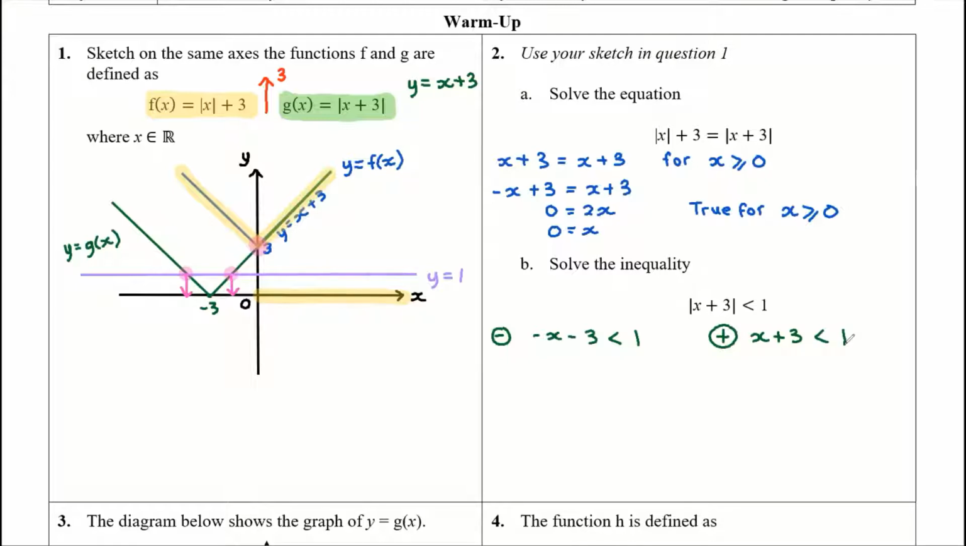So if I add 3 to both sides for the negative branch, I get negative x is strictly less than 4. Now, because of the way I've done this, I'm having to divide by negative 1 or multiply by negative 1. It's the same process, essentially. This is going to reverse the sign of my inequality. So we have to be really mindful of that. This is going to have to change. So let's do that. So x is going to be greater than minus 4.